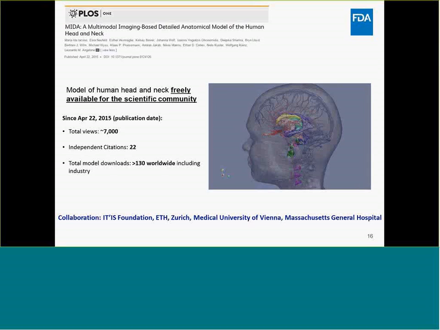The model is freely available. I encourage everybody to download the model. There is only a $5 fee to pay for verification of identity, just to be precise. But really, we are pleased to see that over 130 groups worldwide have already downloaded the model. They have been using it, and we have seen also papers already using the model since it was released 2 years ago.